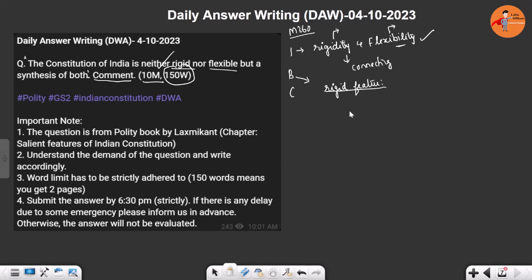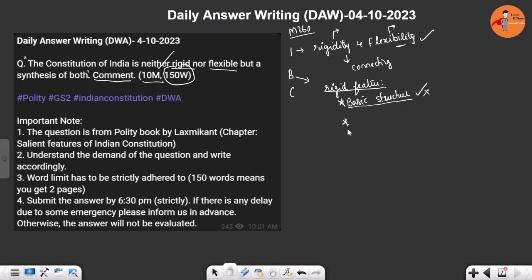So for example, if you take the basic structure of the Constitution, in the Kesavananda Bharati case it has been ruled that there are some core principles on which the Constitution has been made. They are part of the basic structure that cannot be altered, that cannot be destroyed. So amendment cannot be done to this.